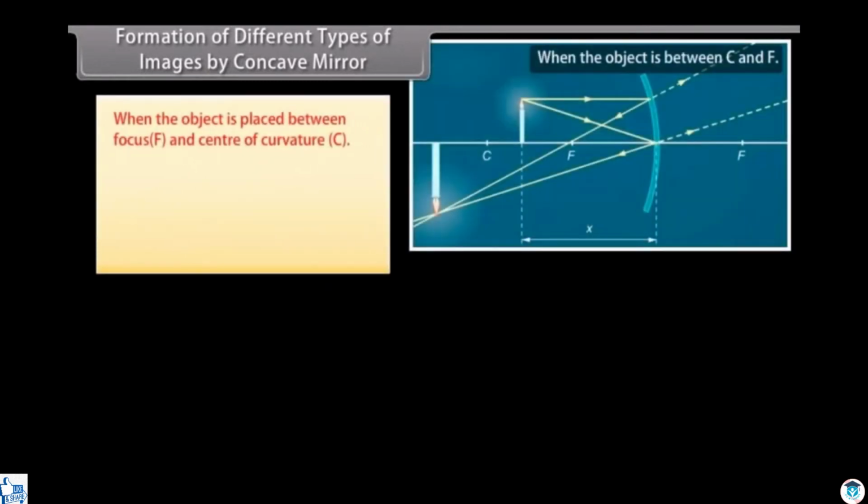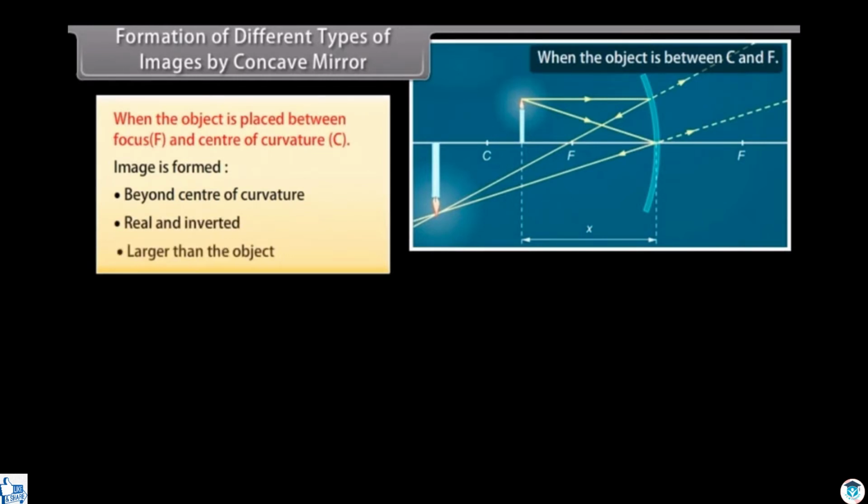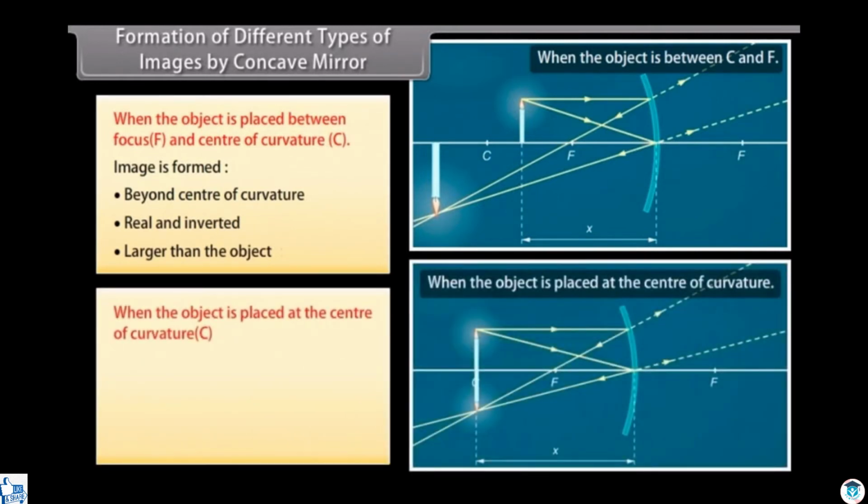When the object is placed between focus F and the center of curvature C, the image is formed beyond the center of curvature, real and inverted, larger than the object. When the object is placed at the center of curvature C, the image is formed at the center of curvature C, real and inverted, same size.